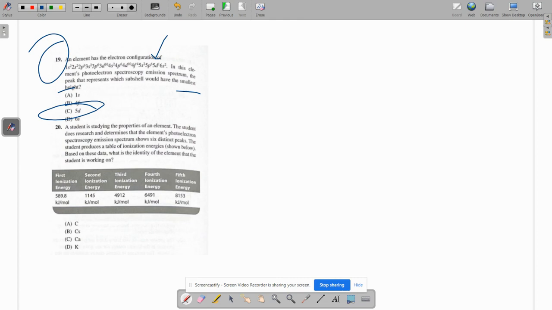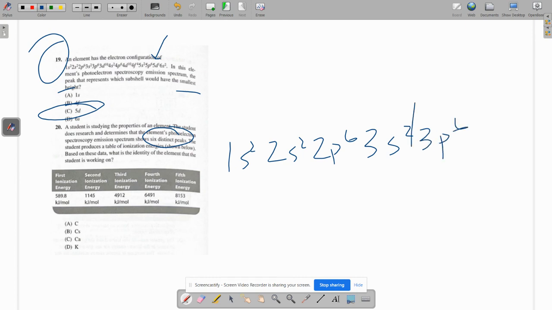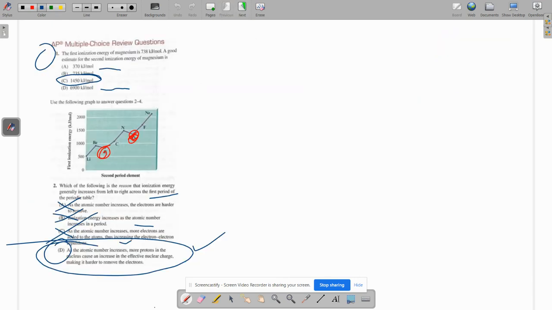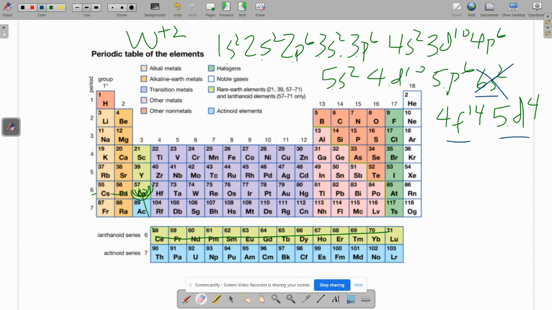Number 20, a student is studying the properties of an element. The student does research and determines the element's photoelectron spectroscopy emission spectrum shows 6 distinct peaks. The student proposes a table of ionization energies based on this data. What is the identity of the element that the student is working on? Okay, so 6 peaks means that we're dealing with 1s2, 2s2, 2p6. That's 3 peaks, 3s2, 3p6. So our answer is somewhere in the 3p sublevel. If you look in the 3p sublevel on your periodic table, that basically means that 1, 2, 3, these are your possible answers.